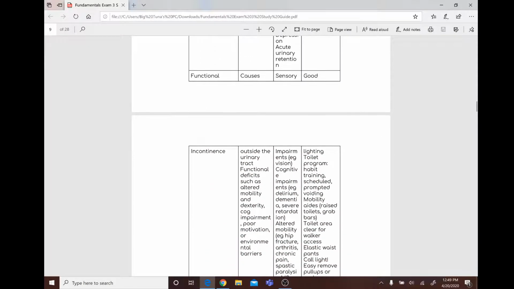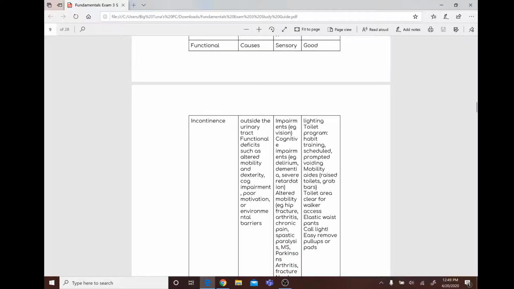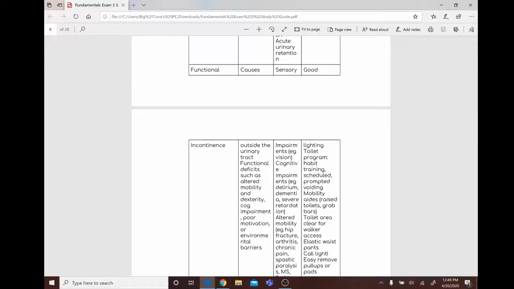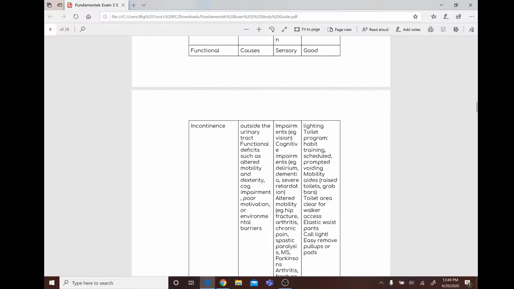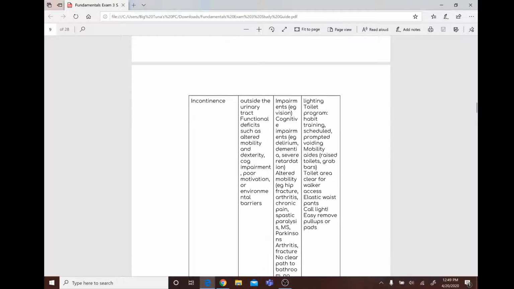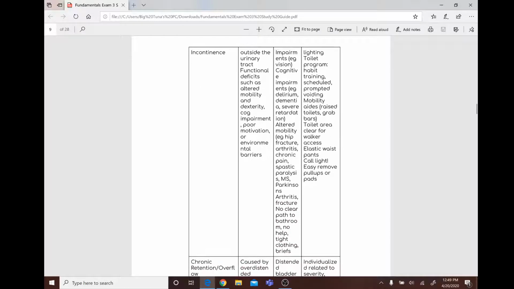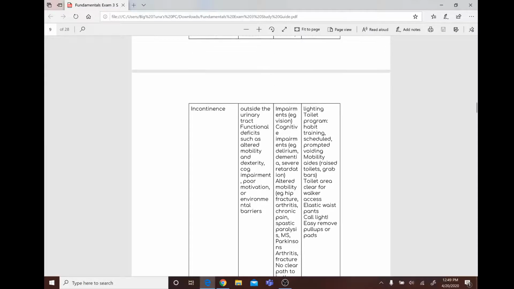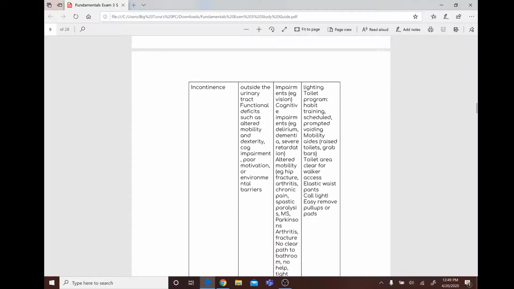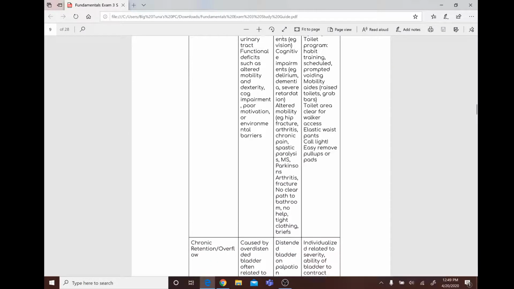What is the cause of functional incontinence? It's caused outside the urinary tract. Functional deficits such as altered mobility and dexterity, cognitive impairment, poor motivation, or environmental barriers. Okay, so functional is all about the environment and stuff. It happens outside of the urinary tract.